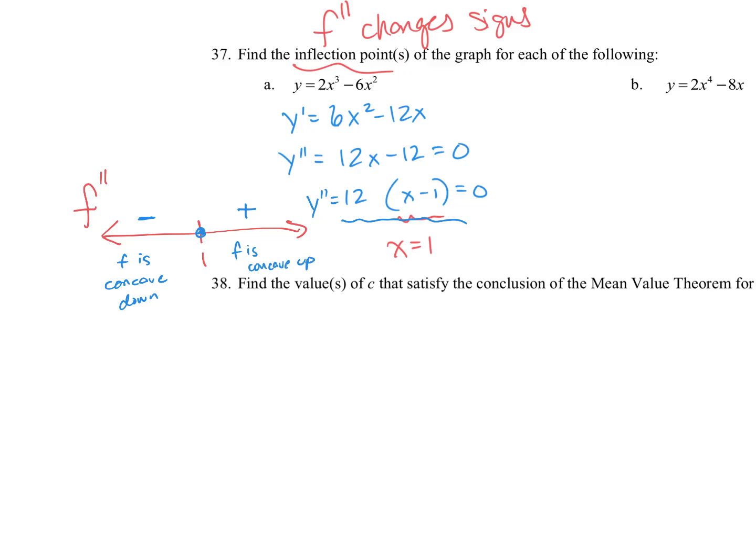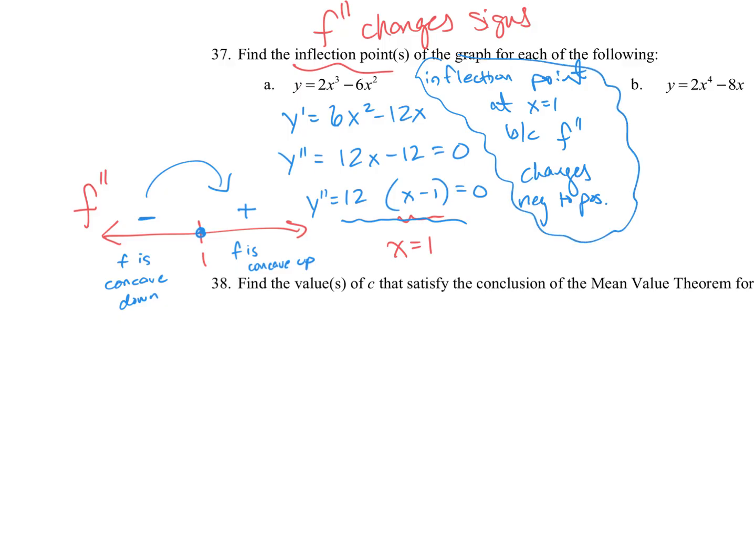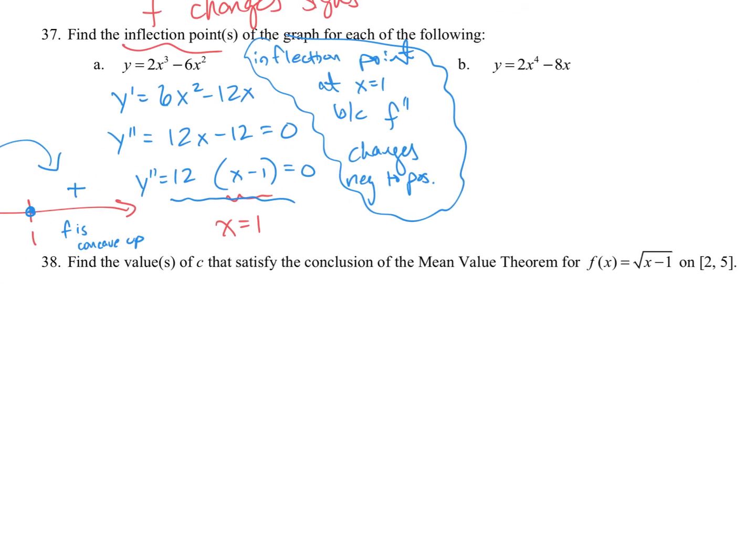So that means I have an inflection point at x equals 1 because f double prime changes from negative to positive. So we're supposed to be as specific as possible in our answer. On the next one, same deal.